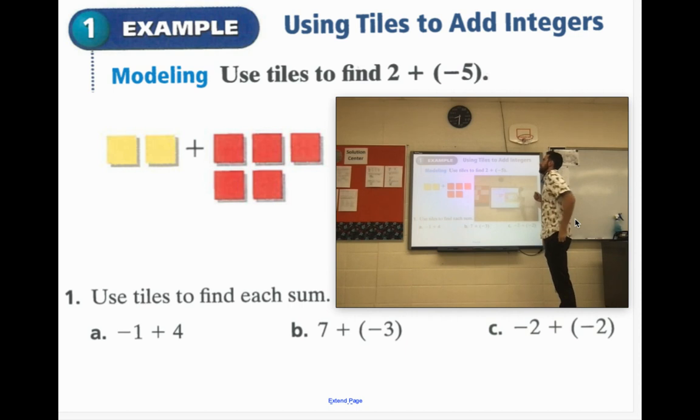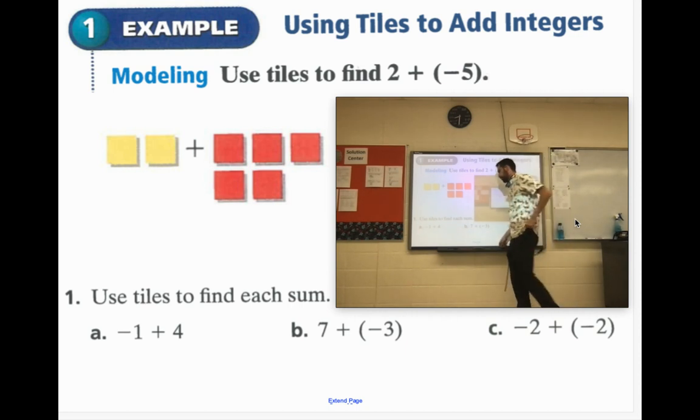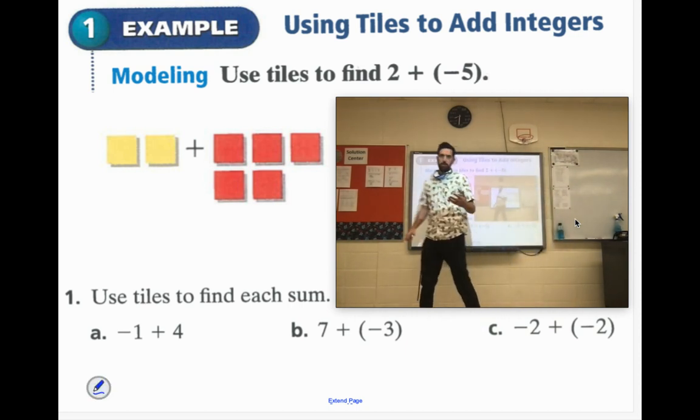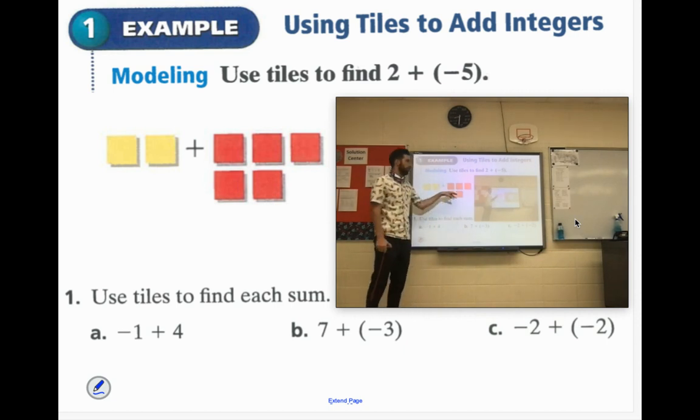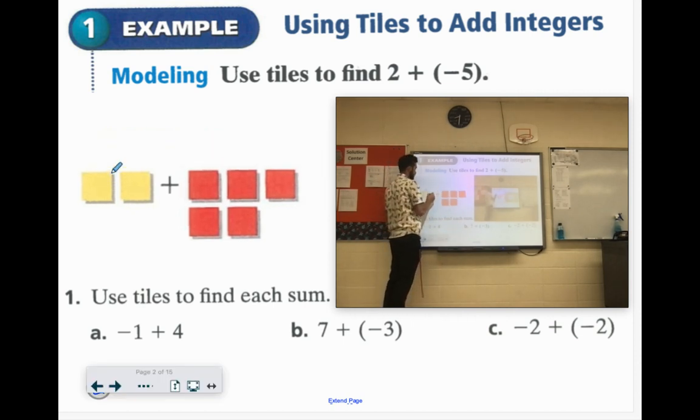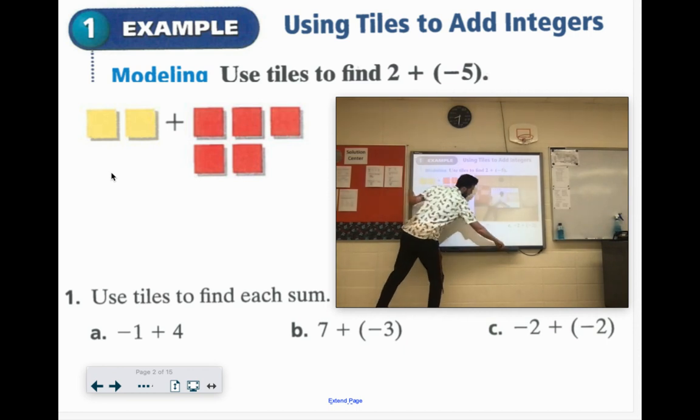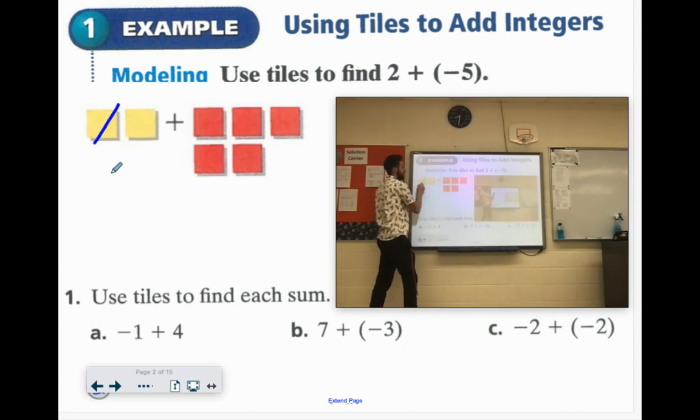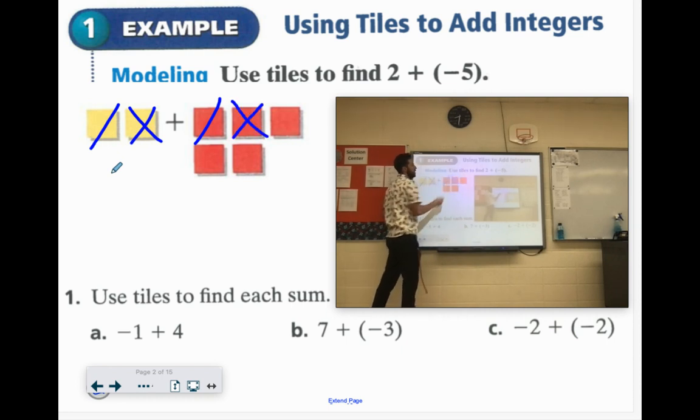So use tiles to find 2 plus -5. Positives are represented with yellow, negatives with red. So yellows and reds cancel each other out. We cancel out a yellow for a red here, and another yellow for a red. So what's left? We have 3 reds, which indicates -3.